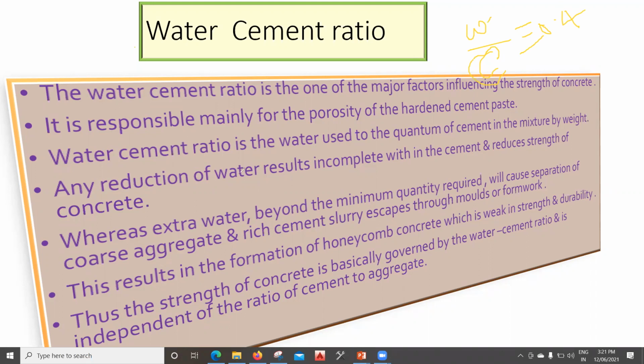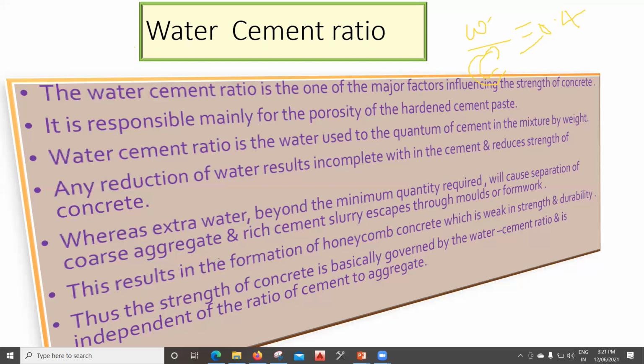Any reduction of water results in incomplete hydration of the cement and reduces the strength of the concrete, right? That also we have seen initially when we were understanding chapter 1. We require a minimum of 23% of water for the hydration to happen, right? And then 15% extra is required for the pore water and all.